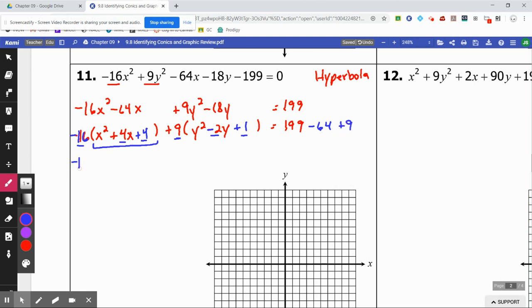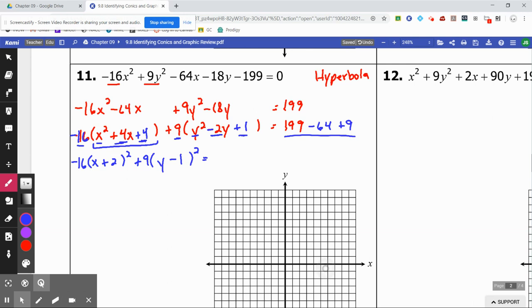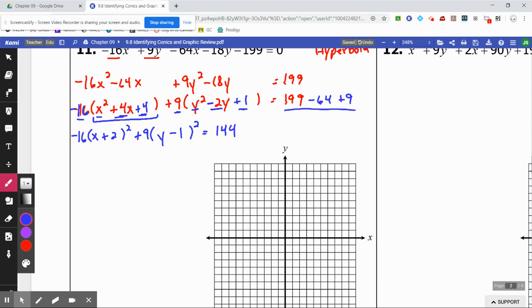So now let's factor. X times itself gives you the x squared. What adds, multiplies will be half of this term, which will be a plus 2. Plus 9 times, let's factor this stuff. Y times itself gives you the y squared. Adds, multiplies will be a negative 1. Equals, let's combine all of this stuff. Gives you 144.